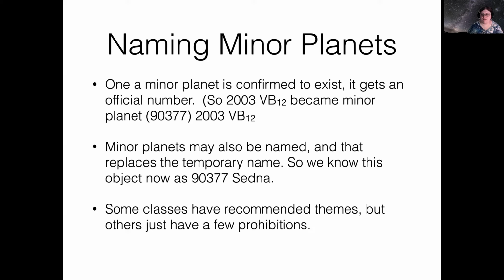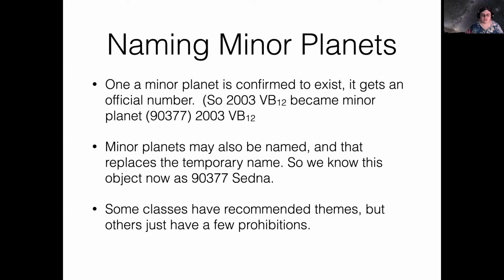Minor planets may be named. Not all of them are. You can see there's lots of them. For instance, 2003 VB12 was given the number 90,377. So at that time, and we are now into the 6 digits. Usually what happens is if they're particularly interesting, or an astronomer wants to honor people, an object is given a permanent name. This object is particularly interesting, so it was given a name. It's now called 90377 Sedna, or just Sedna for short.